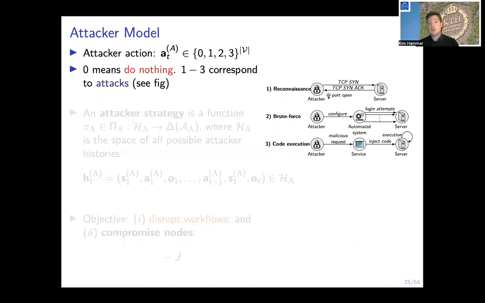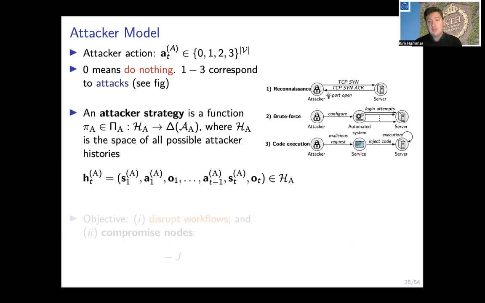The first offensive action is to do reconnaissance and scan the node. The second one is to do a brute force attack. And the third one is to do a code execution attack. Each of which has some probability of success depending on which node you apply it to, so if that node is vulnerable or not, for example.